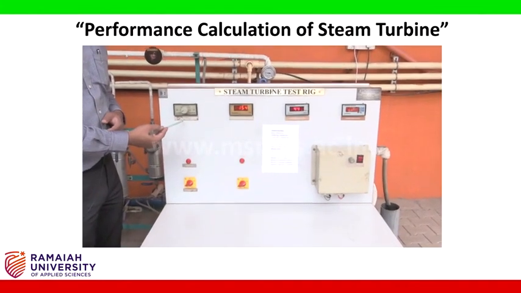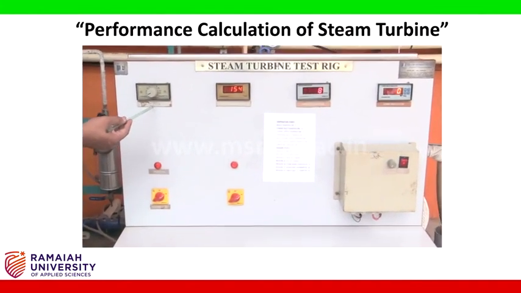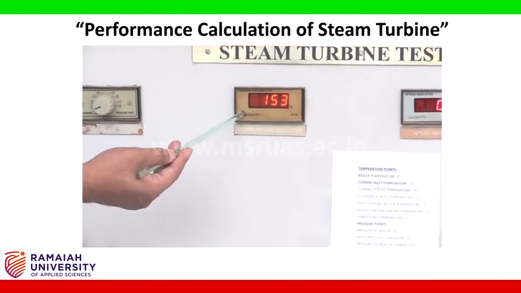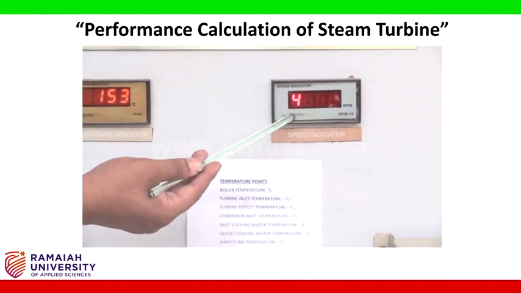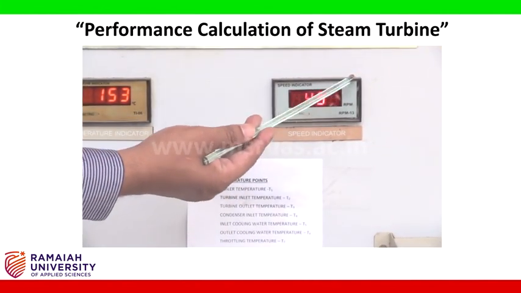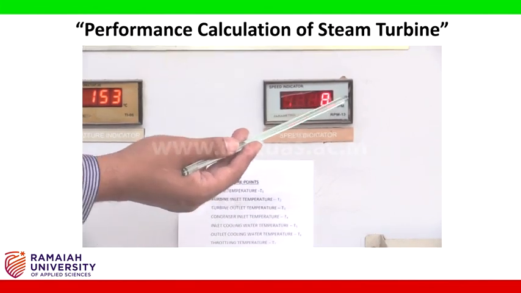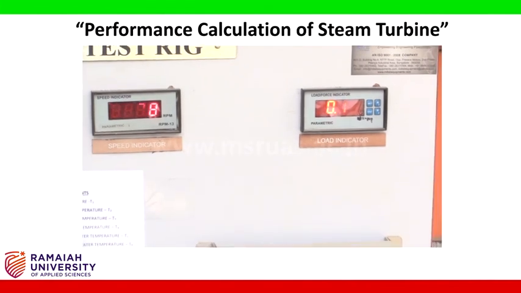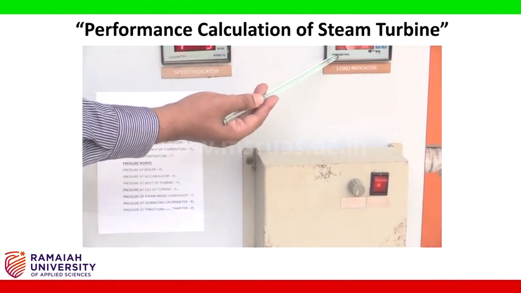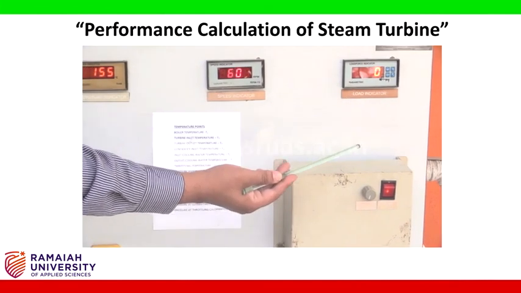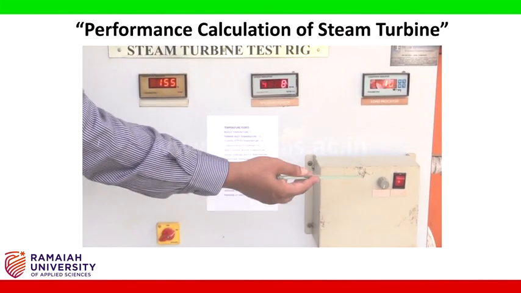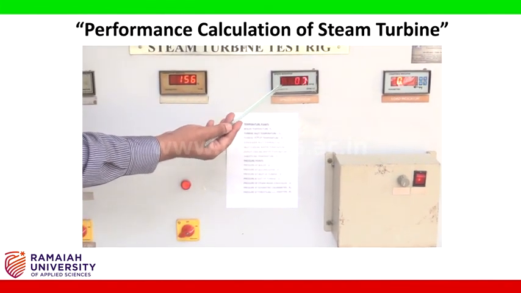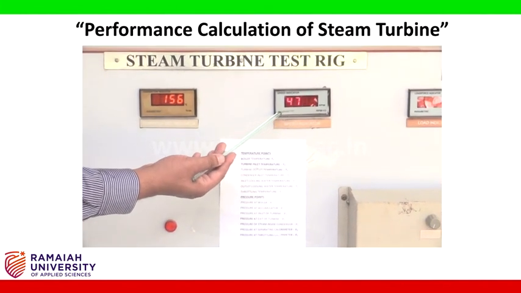We can take the different temperatures by selecting in the channel selector. The temperatures are indicated here. The turbine speed is indicated in RPM in this indicator, and the turbine load using the dynamometer is set using this dial and is indicated over here. We take different readings based on different loading settings, and we record the obtained speeds of the turbine.